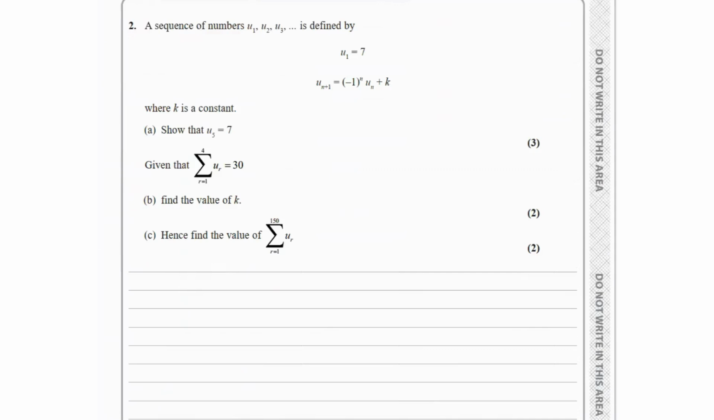Then the second question is about sequences. It says a sequence of numbers u1, u2, u3 is defined by u1 equals 7, u(n+1) equals negative 1 to the power of n times un plus k, where k is a constant. We have to show that u5 equals 7. So first, let's begin with finding u2.